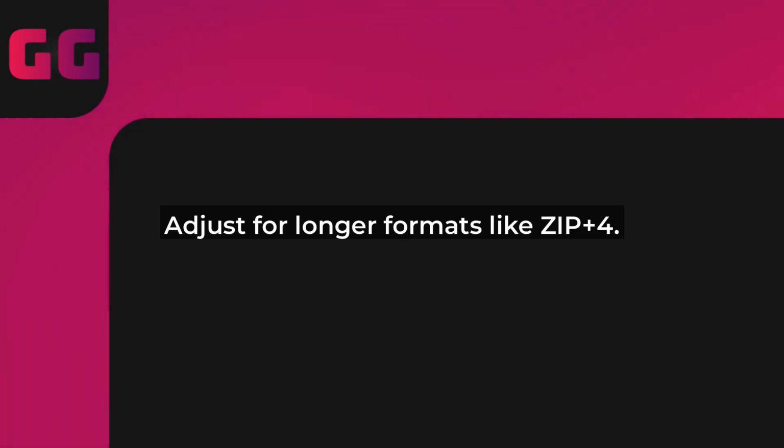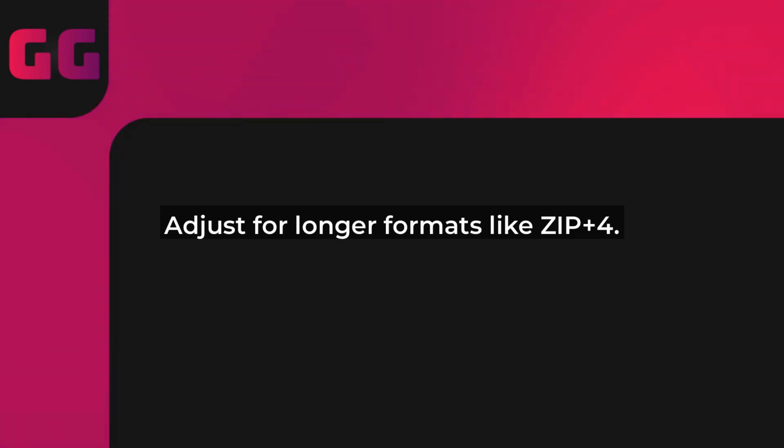One quick tip: if your zip codes are longer, like the 9-digit zip plus 4 format, adjust the zeros accordingly. Say 00000-0000. Also, watch out for any existing data. Make a copy of your sheet first to avoid mistakes.